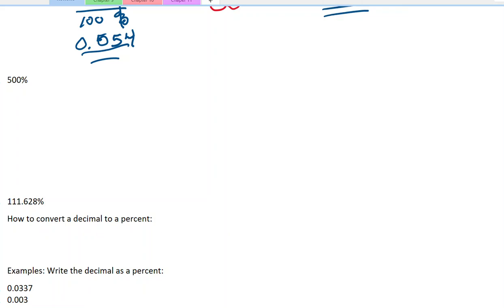We're going to do it again. This one is 500%. So we're going to take the 500%, divide by 100%. Those cancel. And now we're going to put it in our calculator.